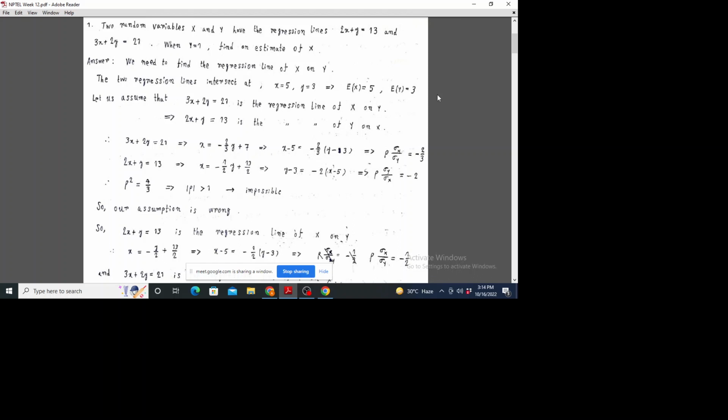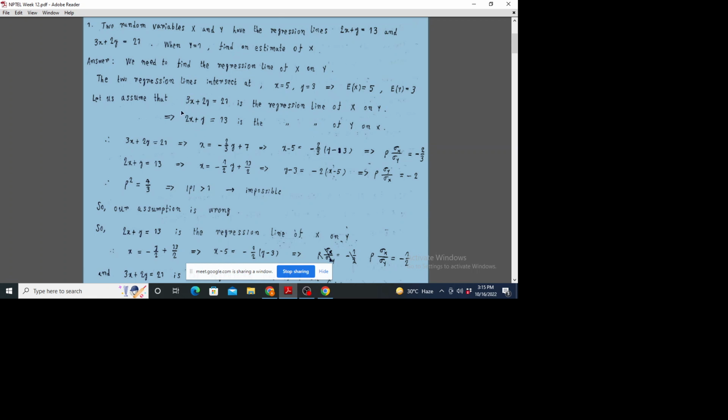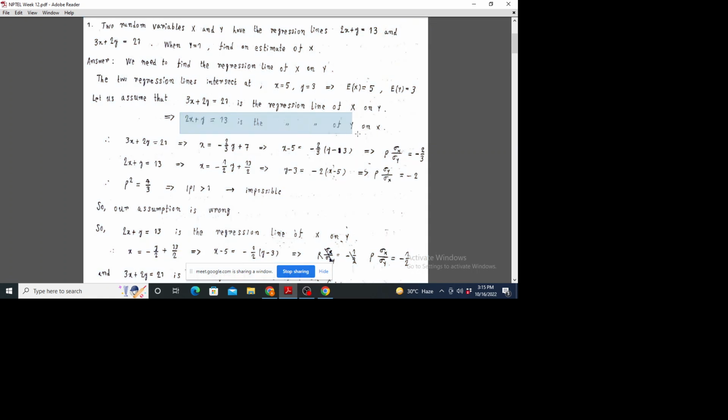Now we have to identify the regression lines. There is no hard and fast algorithm, so we have to start with an assumption. There are only two lines. So let us first assume that 3x plus 2y equal to 21 is the regression line of x on y. If we assume this to be true, then the remaining line has to be the regression line of y on x, and vice versa. So these are the assumptions.